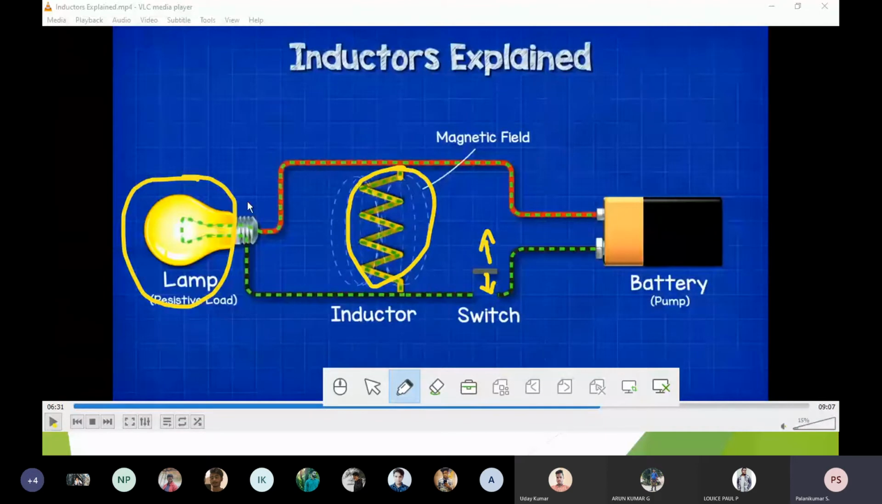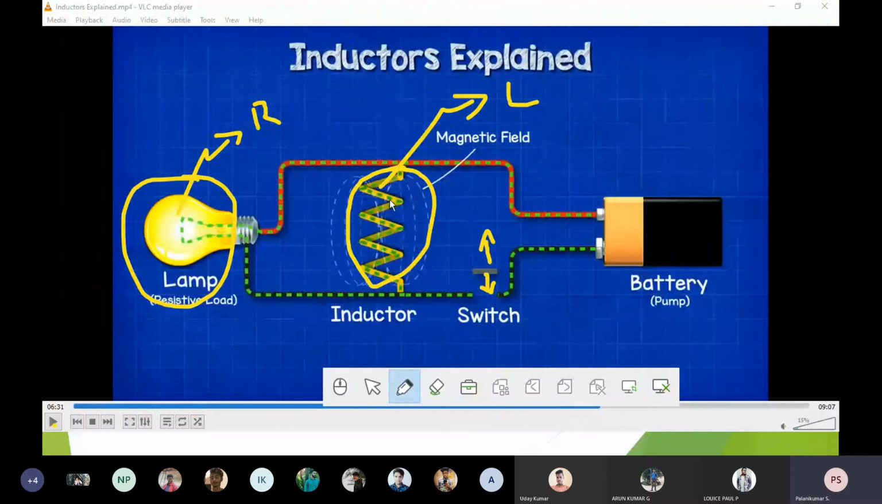So here, if we compare, this is a resistor, whereas this is an inductor. Initially, both oppose the flow of electron current. Here the opposition is dissipated as heat and light energy. Here also it is opposing, but it is not wasting. Compared to the resistor, the only difference is that it is storing the energy, not wasting it.